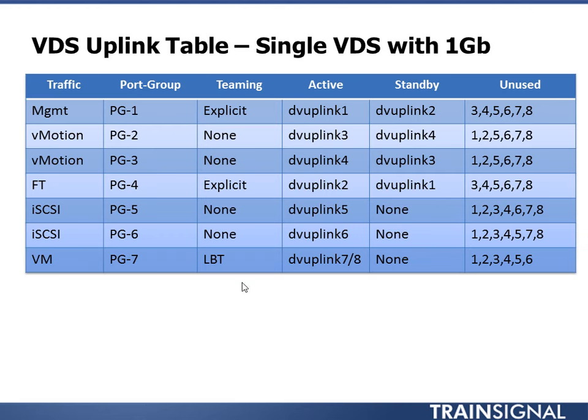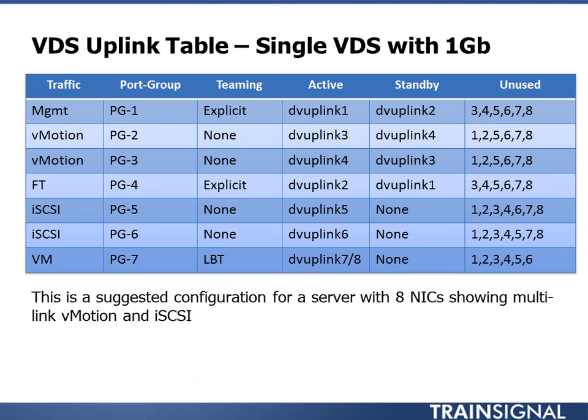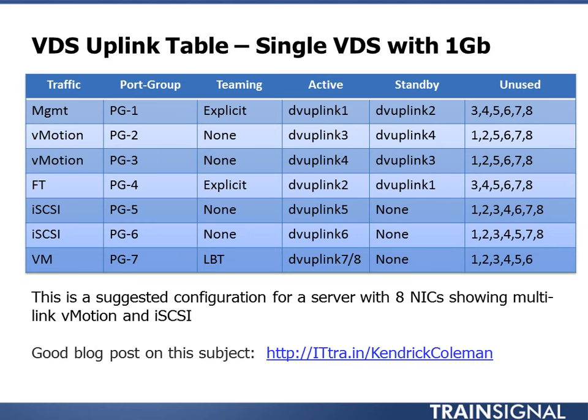So this is one option for active standby unused, or you could split some of this out and have a distributed switch for iSCSI, a distributed switch for vMotion, FT and management would share one, and you could have one for VMs. Again, it's personal preference. Play with it in your lab and see which one you like better. And this is suggested for a server with 8 NICs. Your mileage may vary if you've only got 6, or if you've got 10, or you've got 10 gig. Just adjust these. And again, as I talked about early in this lesson, Kendrick and Scott both have some examples.